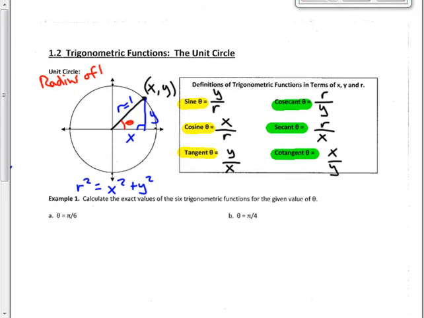And those 6 trig functions are the 6 trig functions we're going to spend the whole year working on. Okay, so you need to know those 6 trig functions. So when it says define or calculate or find these 6 trig functions, those are the 6 we're talking about. The sine, cosine, tangent. Sine goes with cosecant, cosine goes with secant, and tangent goes with cotangent.